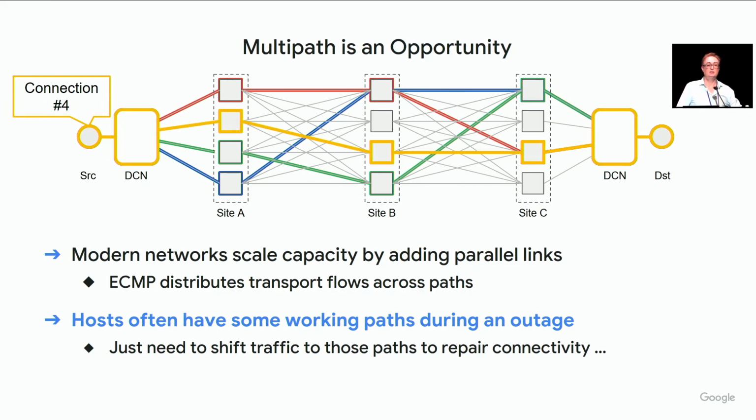Now, the same links that you add to scale capacity also introduce physical diversity, which means they can fail independently. So in a well-designed network, it's often the case that hosts have some working paths to all destinations, even when there's an outage. This means that we don't need, in those cases, to use routing to find new working paths. We simply need to shift the traffic onto the paths which already work, and that restores connectivity for users.